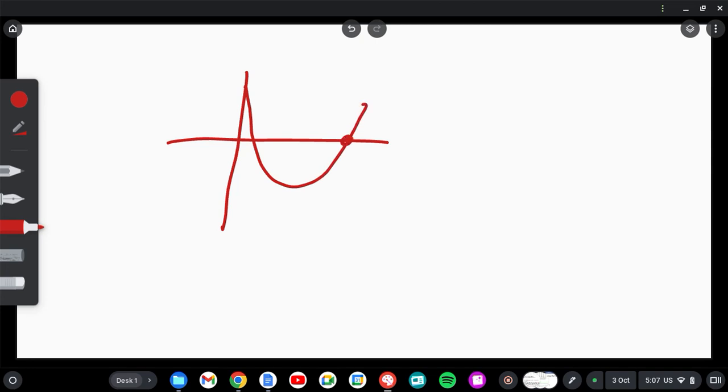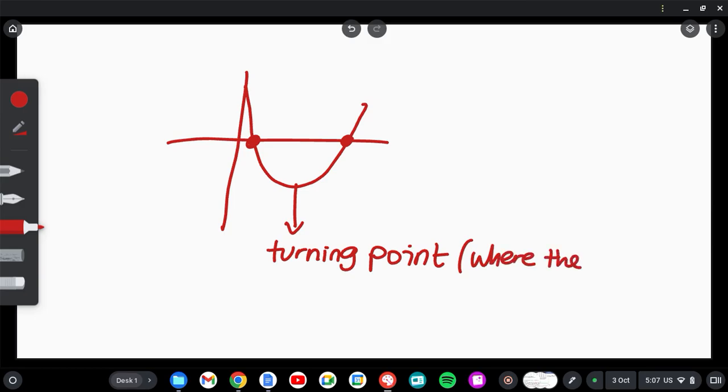Okay, you must have these 2 points. If not, it's wrong. And there'll be this thing. What is this thing here? I think everybody knows by now, this is your turning point, where the curve turns back. If you don't understand, refer to the textbook.